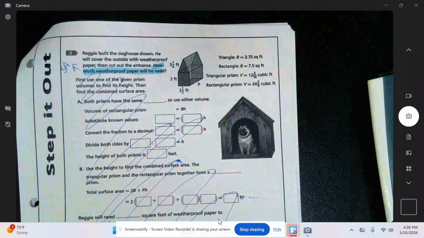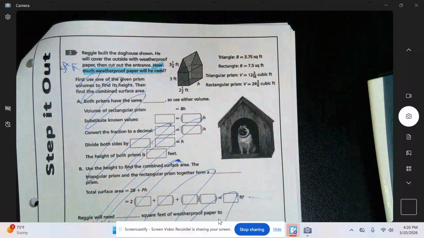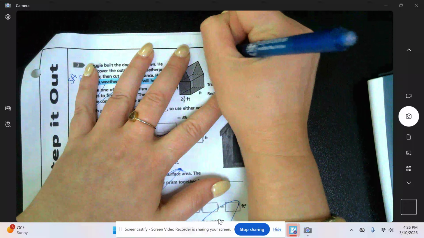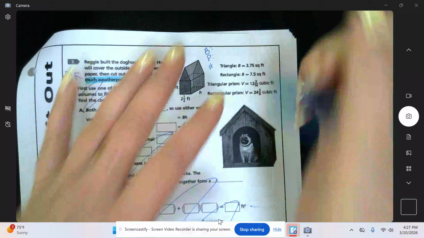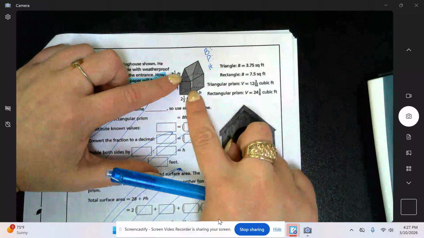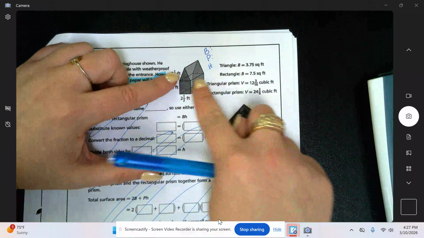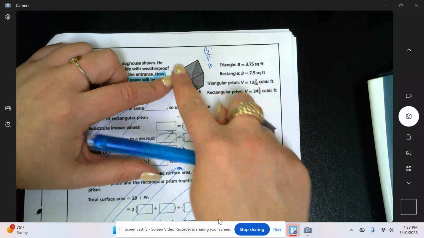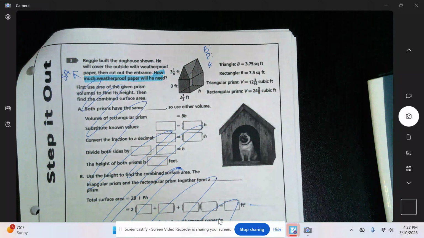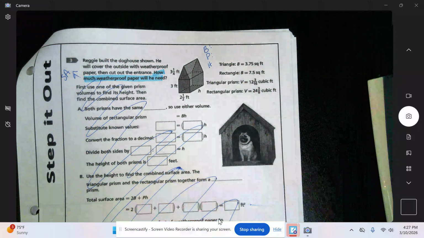So we were trying to find the surface area of this house. If we're trying to find the surface area, we need the B, P, and H of this house. But if you'll notice, it's two separate shapes that we have to find. We have to do this for the rectangular prism, we have to do this for the triangular prism, and then we have to put it together.